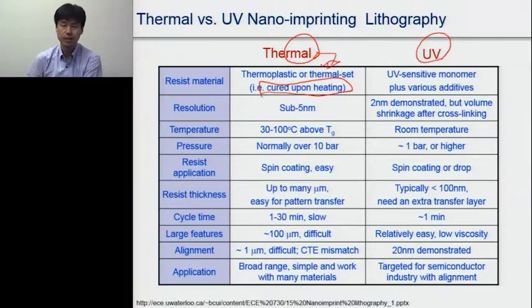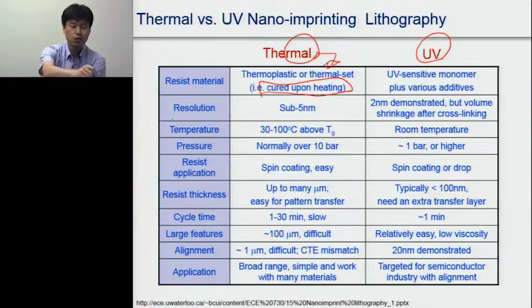And the resist used for UV nano-imprinting is a photosensitive material, which is very similar to the negative resist used for optical lithography. Upon applying UV light to that material, the liquid form of the material becomes solid. So in a sense, it is pretty similar to the negative resist used for optical lithography or e-beam lithography.